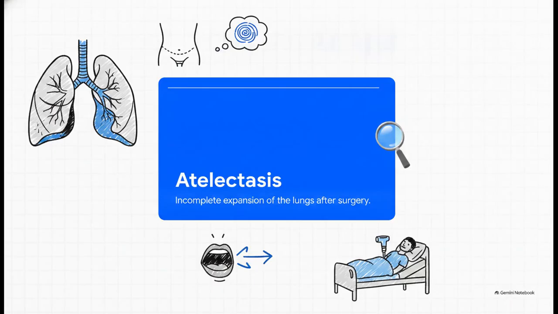The main takeaway here is that without any other localized symptoms pointing elsewhere, incomplete lung expansion, which we call atelectasis, is your most common culprit. It's incredibly common after surgery, particularly abdominal surgeries. Why? Because the pain might literally prevent a patient from taking those deep, clearing breaths they need.